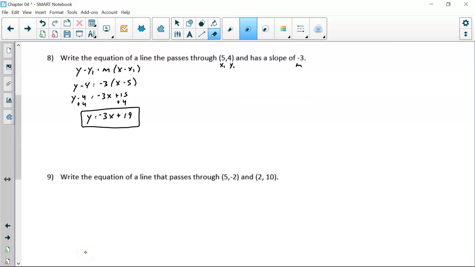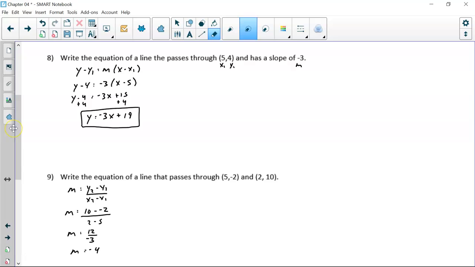Now in problem number 9, we're not given the slope, but we can find the slope. We can use that slope formula, y sub 2 minus y sub 1 over x sub 2 minus x sub 1. So it's going to be 10 minus -2 over 2 minus 5. So our slope, 10 minus -2 is a positive 12 over a -3. So our slope is negative 4.